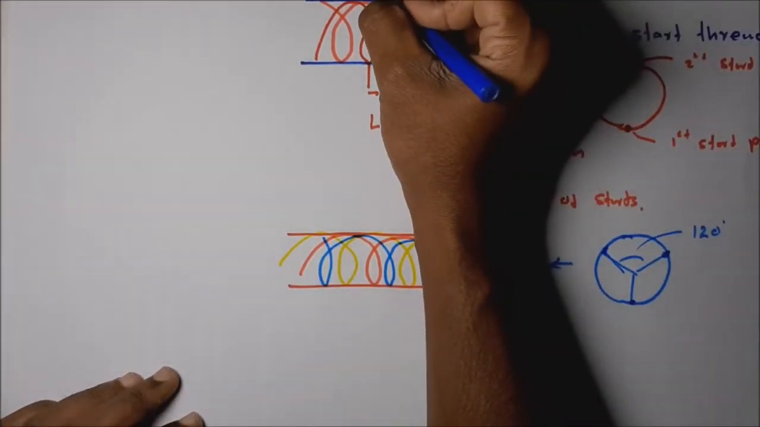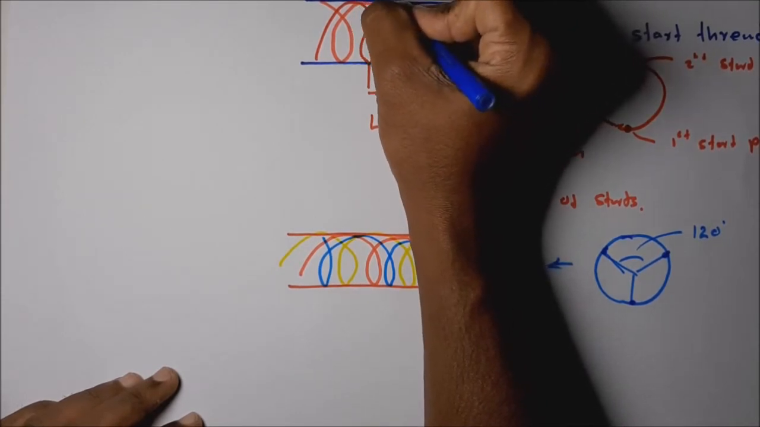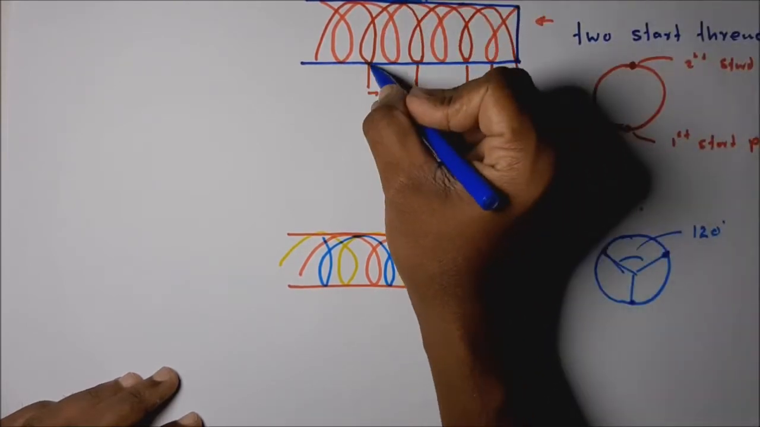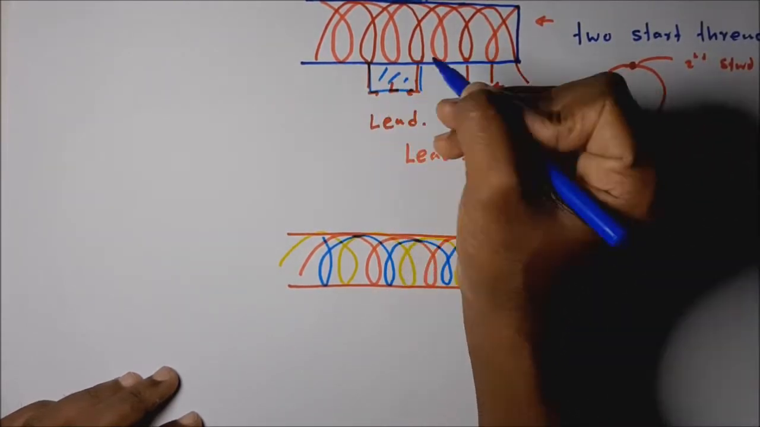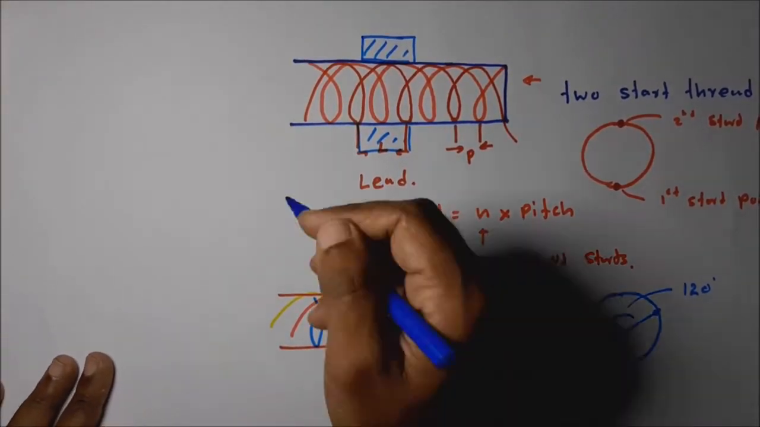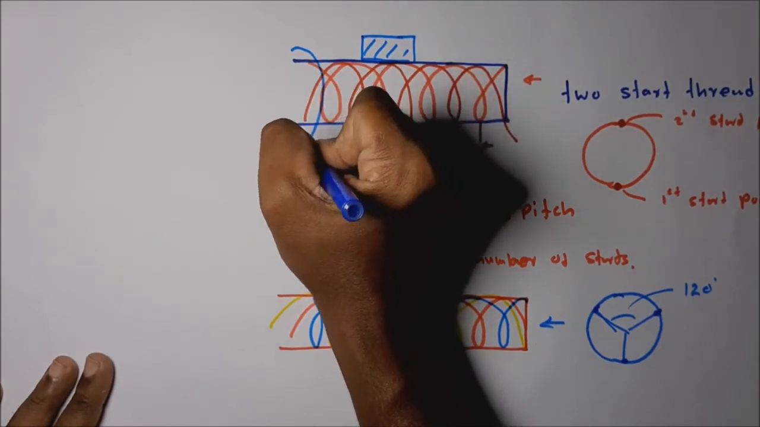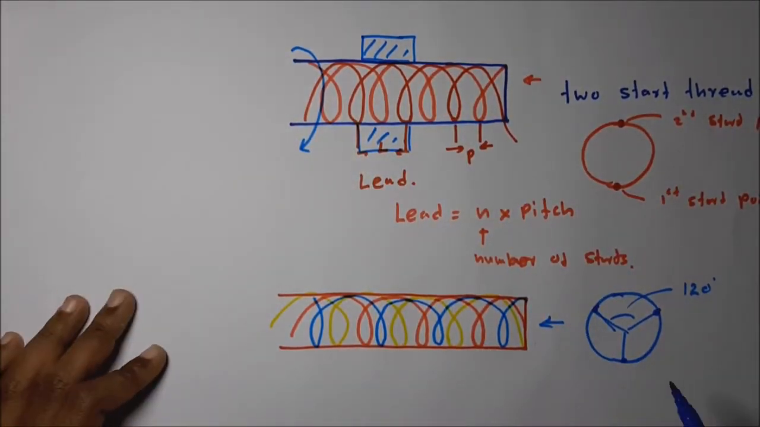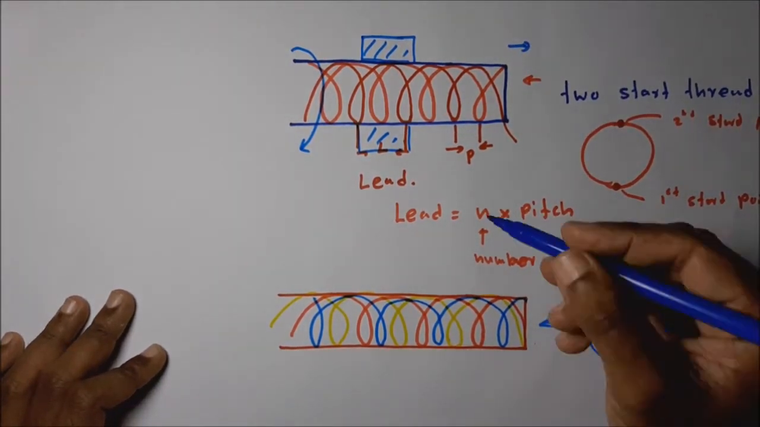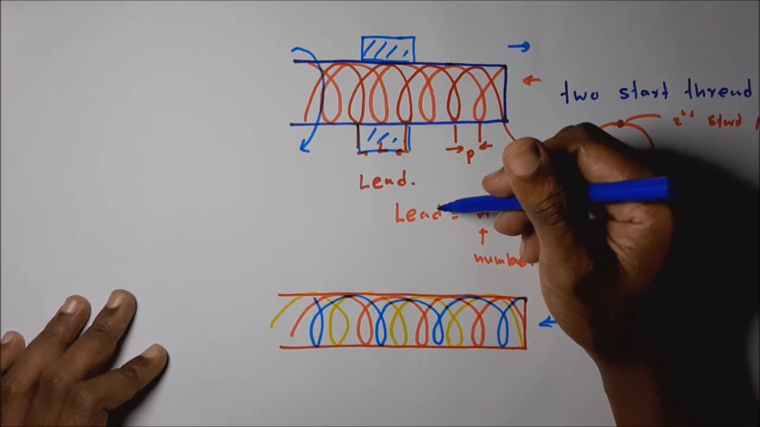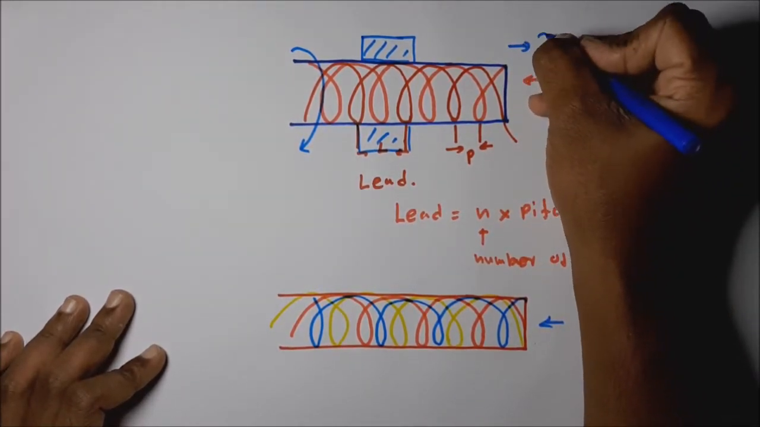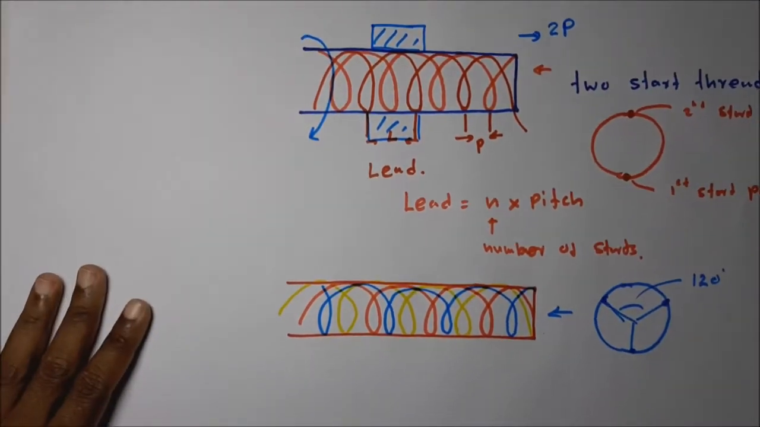Let's take this bolt is connected to a nut. Per one revolution, what is the extension here? Is it pitch or lead? The extension is equal to lead, not the pitch. Okay, that means 2p.